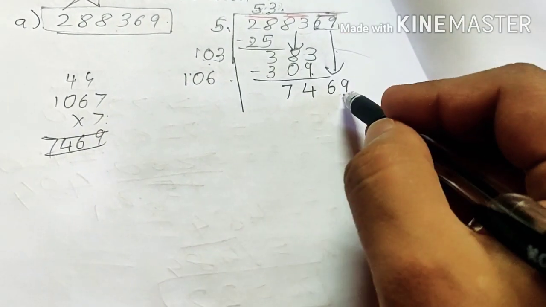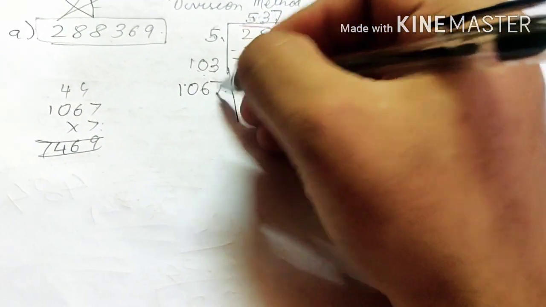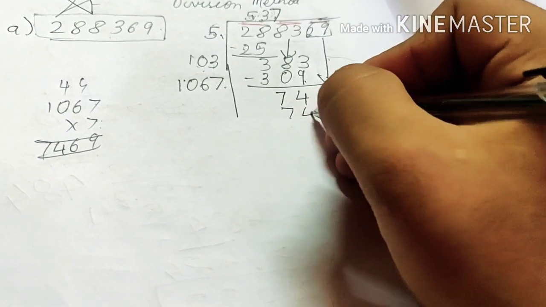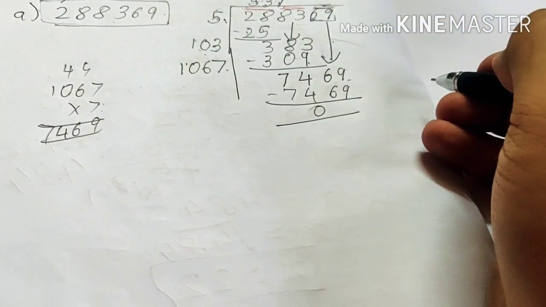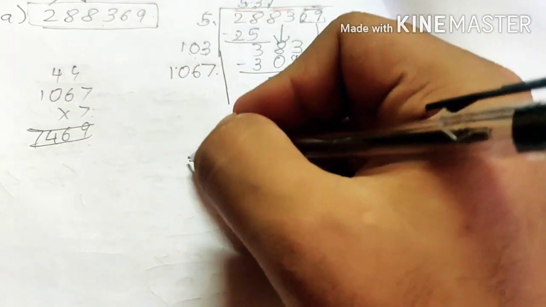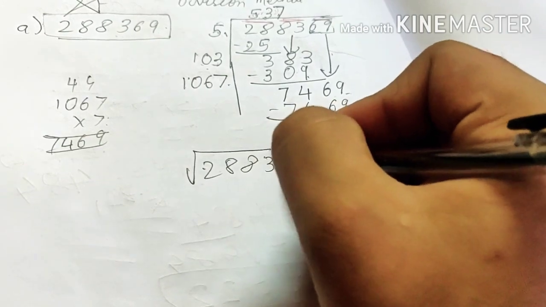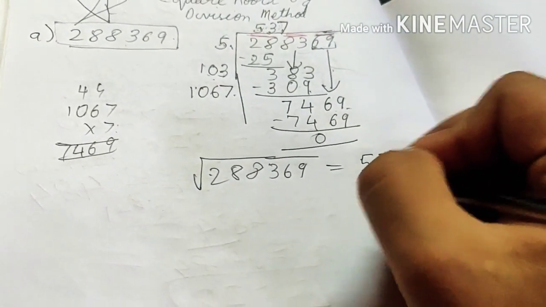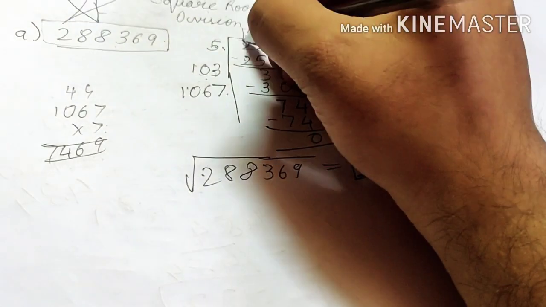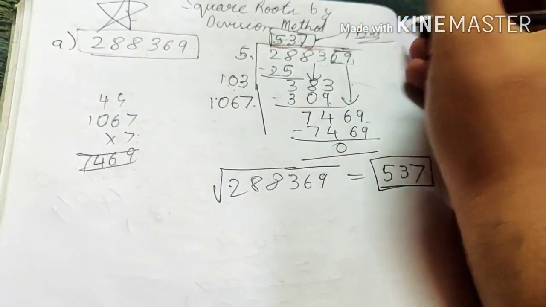Look, we got the exact number. 1067 into 7 is 7469, so the remainder is 0. So what was the root of 288369? 537, the quotient here. This is our answer.